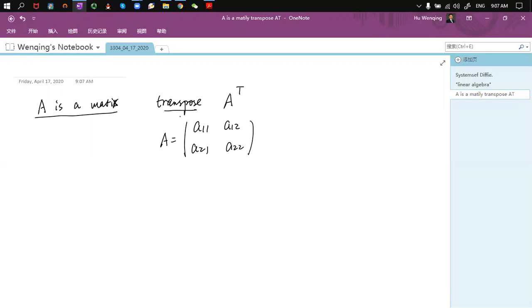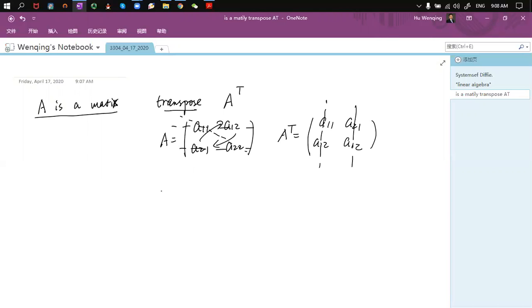Then the transpose simply means that you're going to keep the diagonal and switch the off diagonal. So A transpose becomes A11, A21, A12, A22. In the transpose, a column is originally a row, and the second column is also a row. So you change rows to columns, and columns to rows, right?